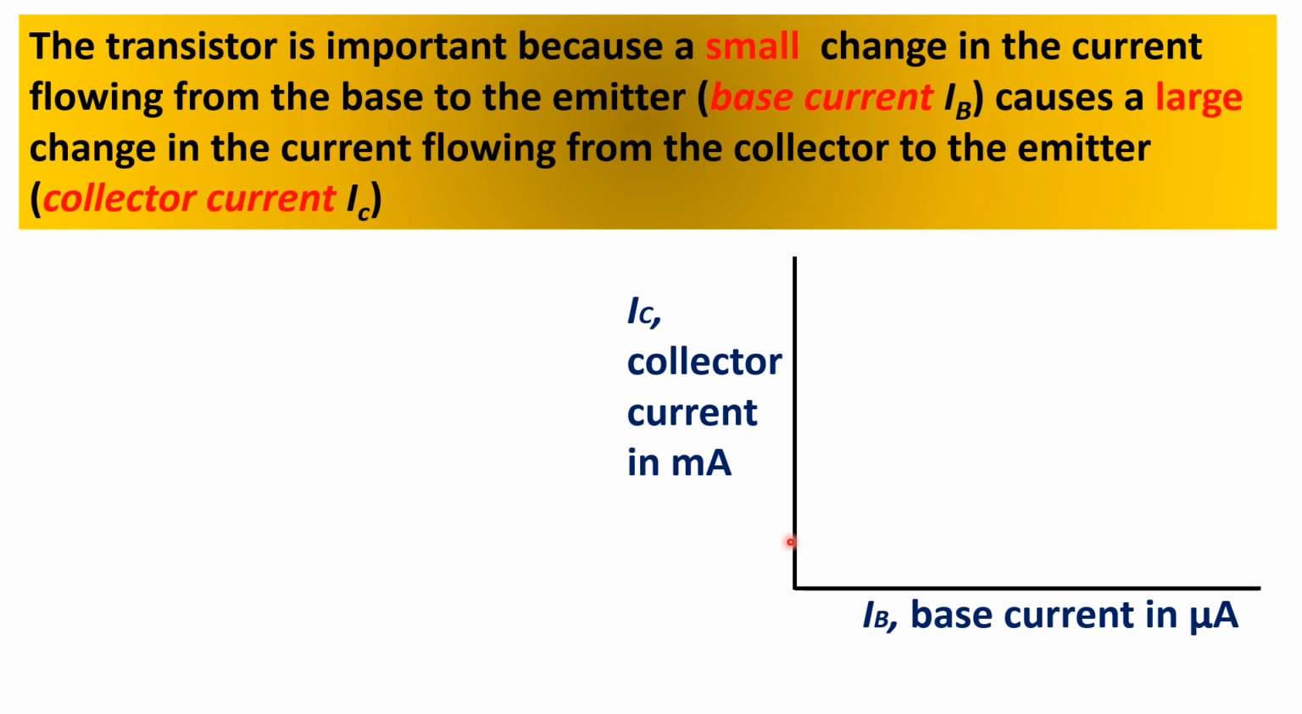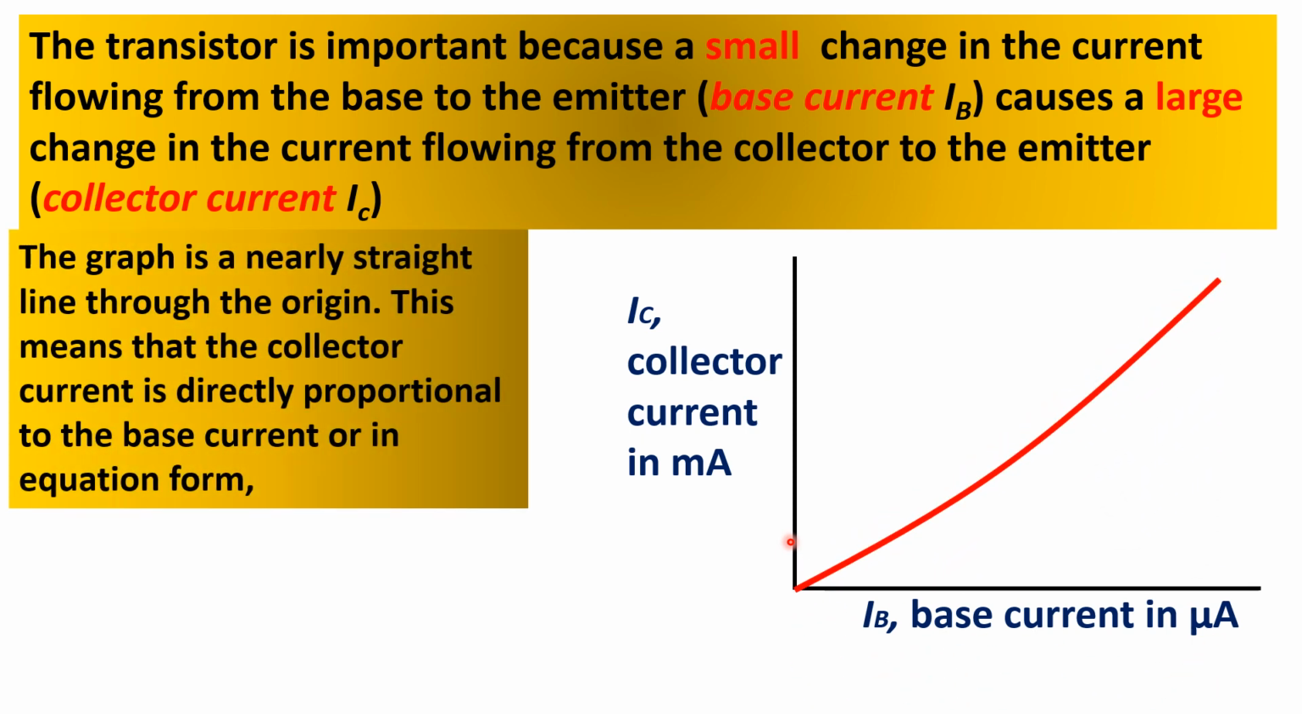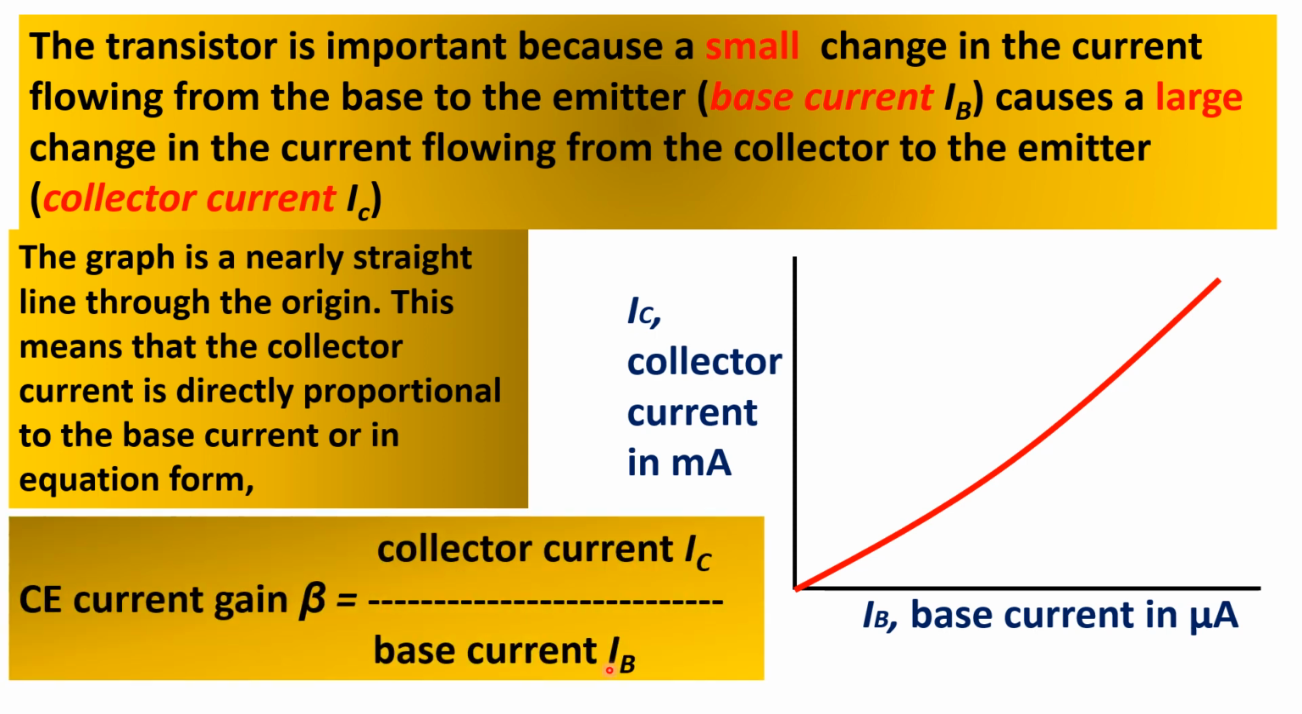The graph almost looks nearly straight, a nearly straight line through the origin. This means that the collector current can be described to be directly proportional to the base current. And in equation form, we have the following equation.